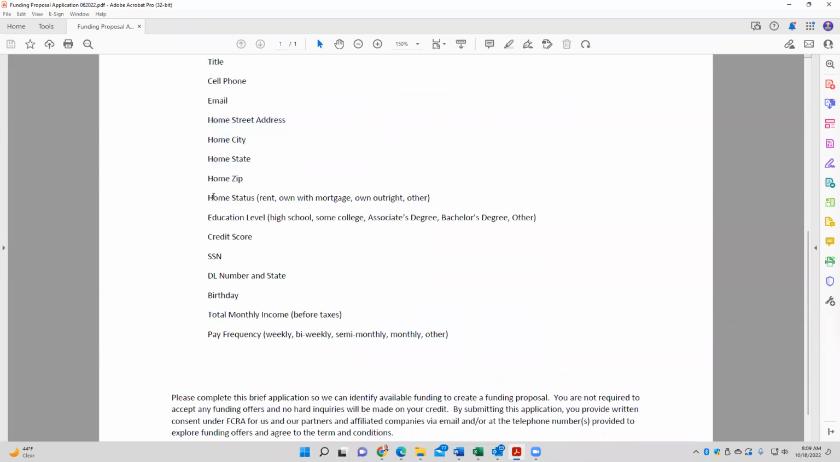Some of these questions may seem, now, word it differently. Maybe you don't like some of these questions, but frankly, it doesn't matter what I like. It doesn't matter what you like. It's what the lenders need to know for first tranche financing. So we're only asking relevant information, not out of curiosity, but we need to know. What is their home status? Are they renting? Do they own with a mortgage? Do they own outright? Other.